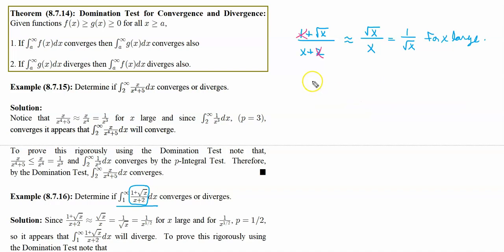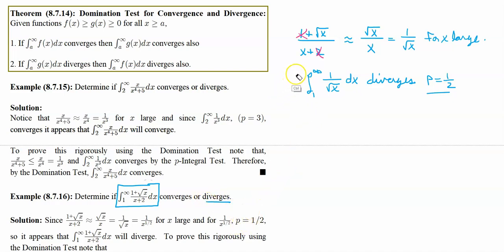Now we also know that the integral from 1 to infinity of 1 over root x diverges, since in this case the p is equal to 1/2. So this diverges by the p integral test. So we think it seems reasonable that this should diverge also. So we think it diverges.